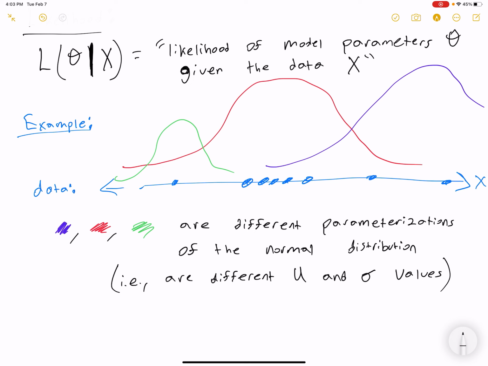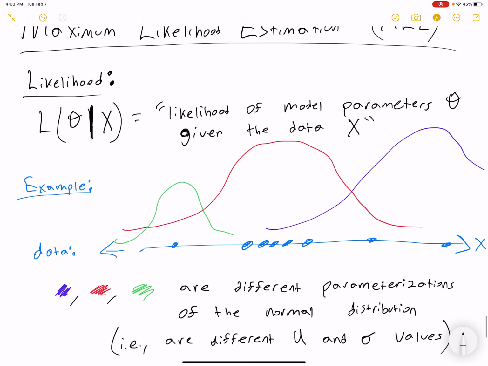And what we want to do in maximum likelihood is to maximize the likelihood that our model parameters take a certain value given the data that we have. So ideally, we'd get something that looks like the red distribution for these data rather than the green distribution or the purple distribution.